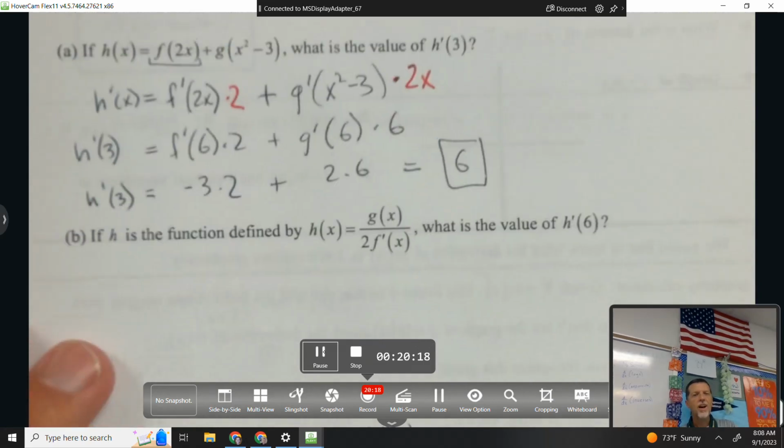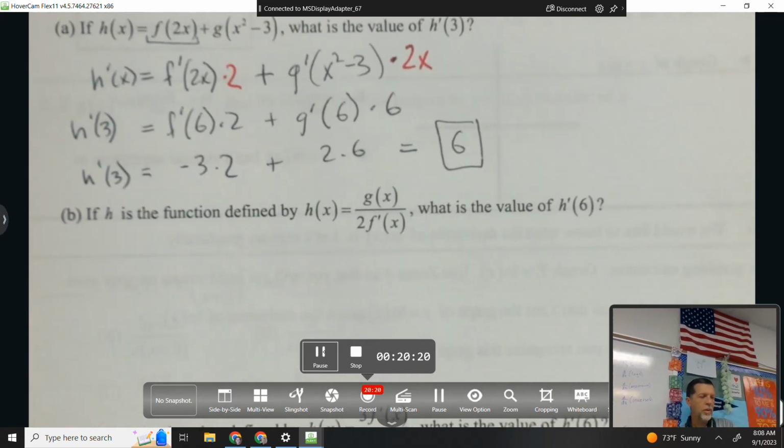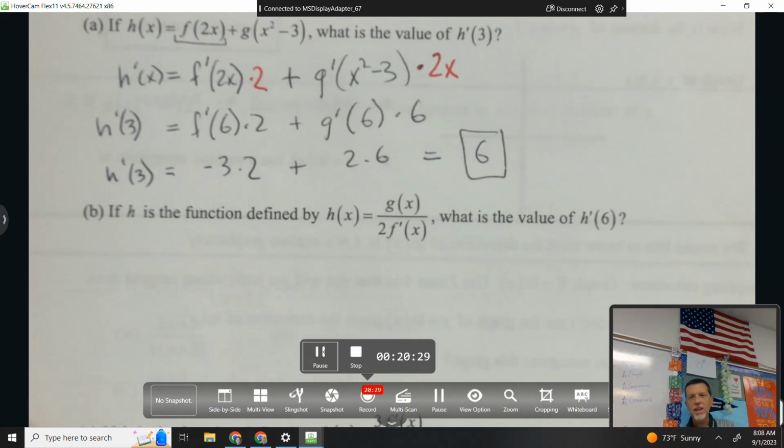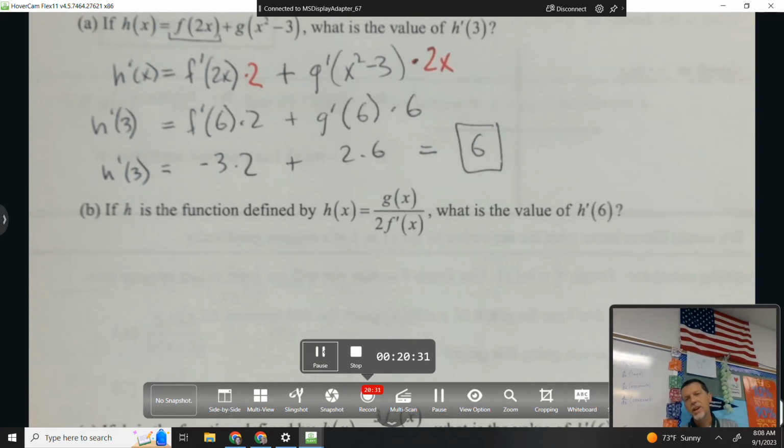All right, the one I was hoping we'd have time to get to. What rule is going to be needed here for part B? Definitely the quotient rule. And we better be careful. Usually I just label the top F and the bottom G and find F prime and G prime. But man, that's going to be kind of wacky because then I'd be labeling G as F and labeling F prime as G.